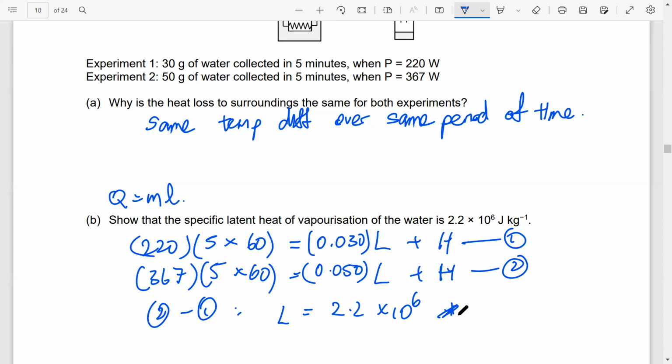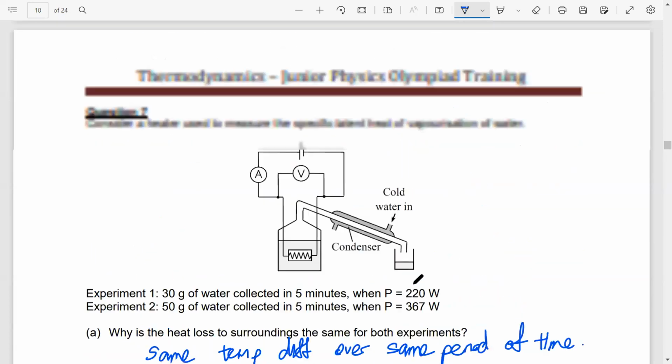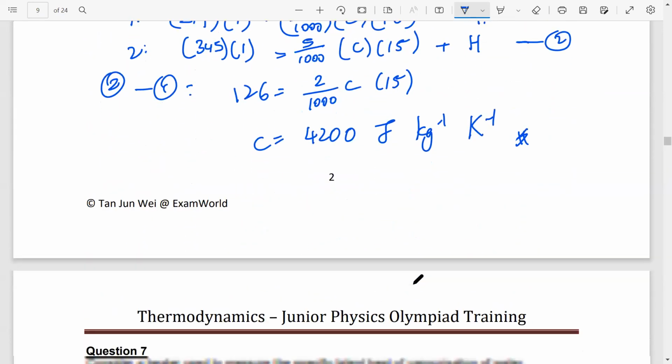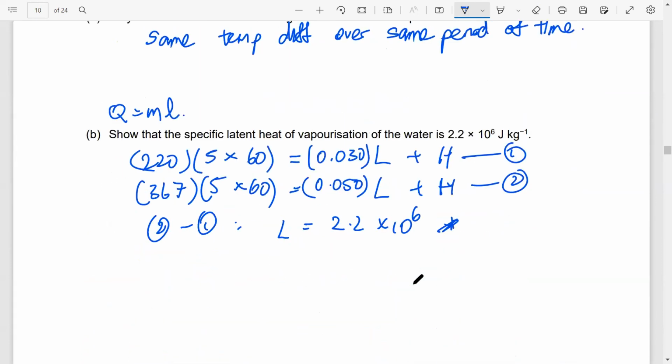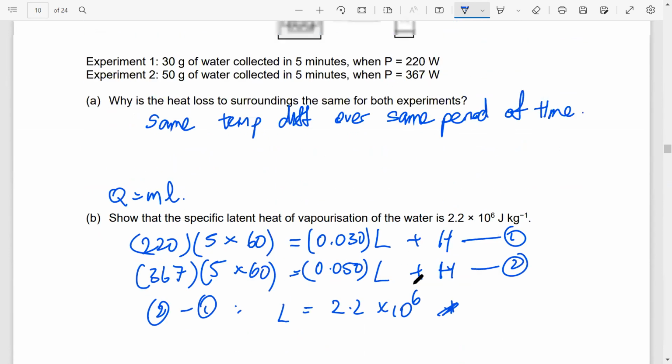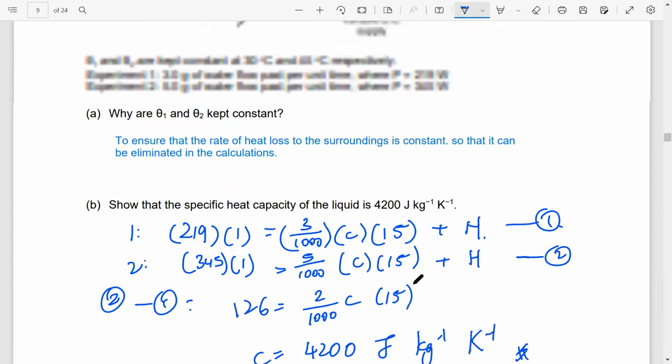Yep, 2.205 times 10 power 6. So that's reduced to 2.2 times 10 power 6. So it's shown. Okay. So the key thing for this two, the advantage is that when you do such a setup, you can control, you can eliminate heat loss to surroundings because of the constant temperature difference with the surroundings. Constant temperature difference with surroundings, okay? Okay, so that is for these two.